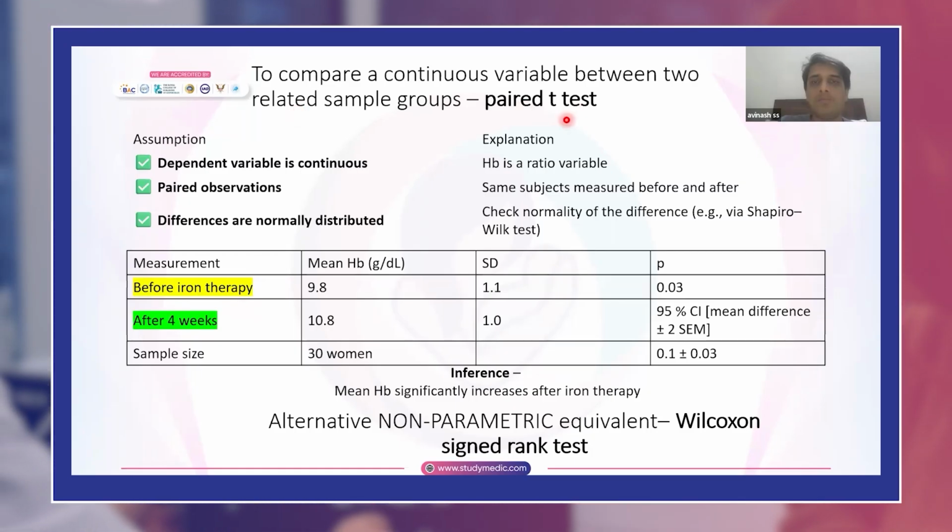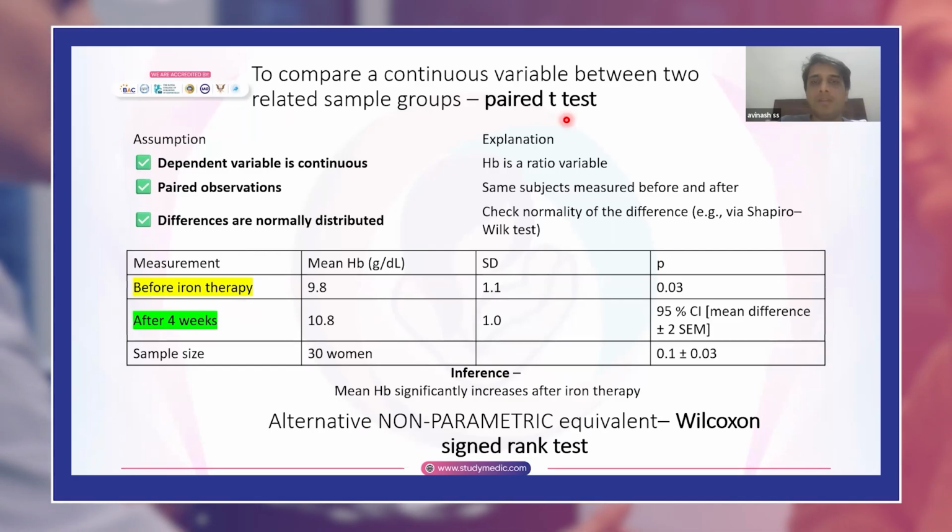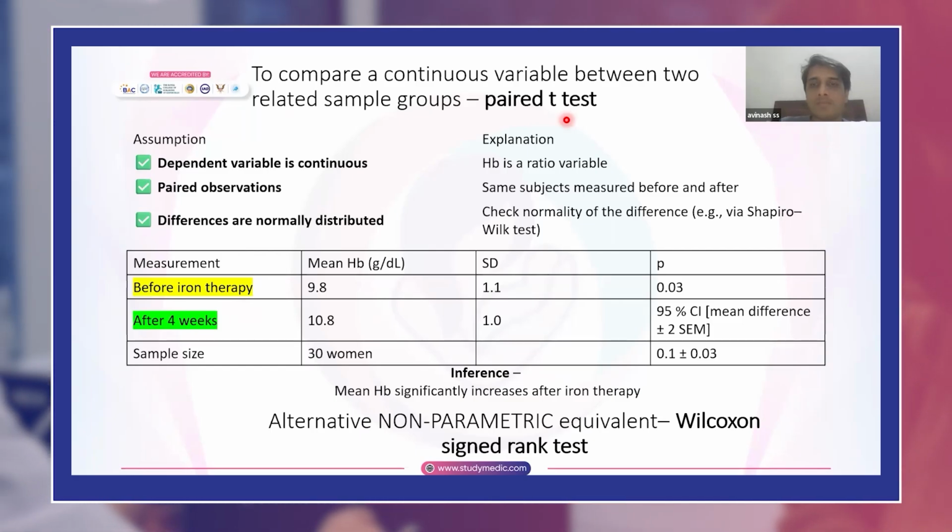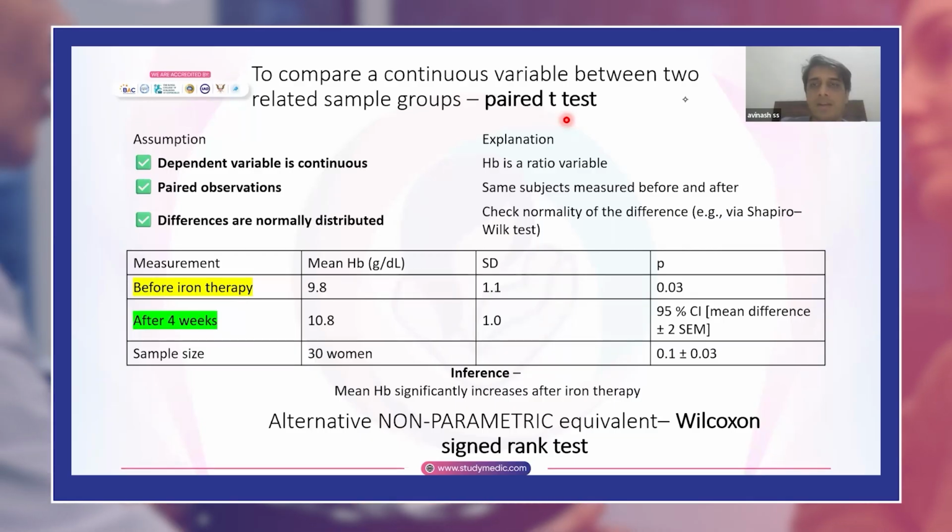And if the data is not normally distributed, the Wilcoxon signed-rank test. It is the Wilcoxon signed-rank test.